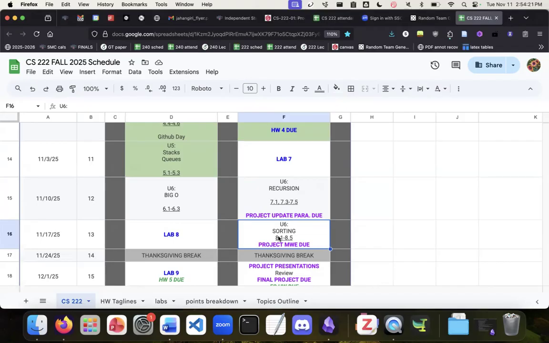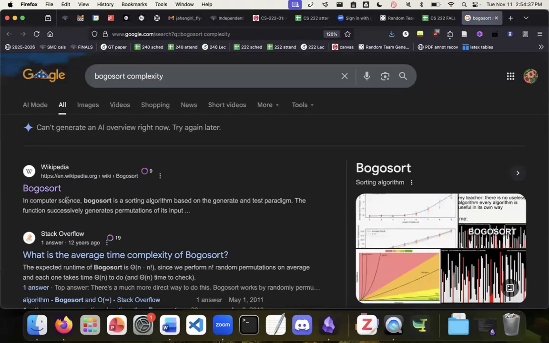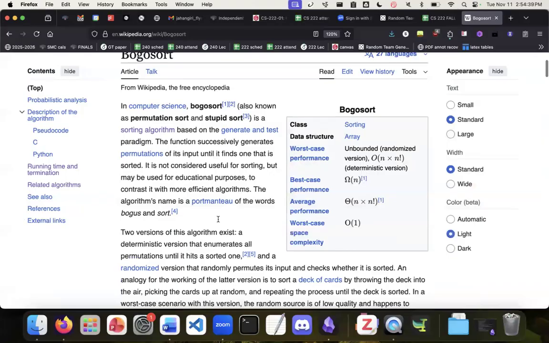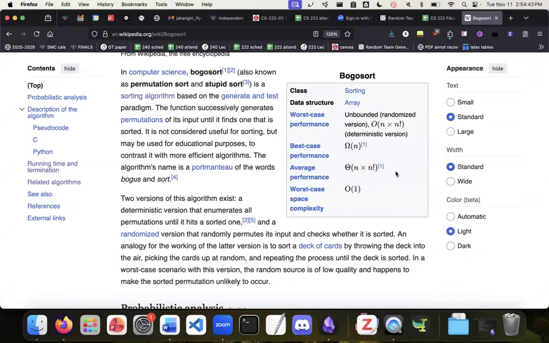So there is a terrible algorithm. Bogosort complexity is terrible: n times n factorial. That's bad, because n factorial scales really quickly. Like 5 factorial is 120. I don't know the others off the top of my head, but it's huge.